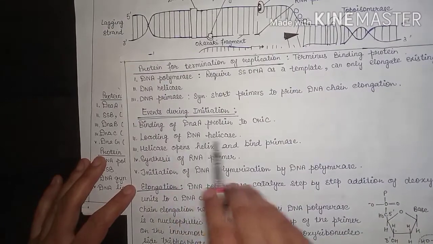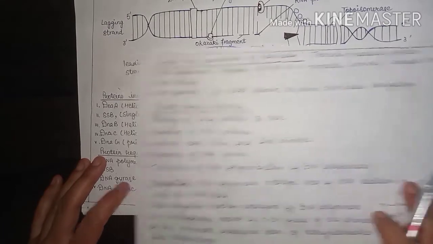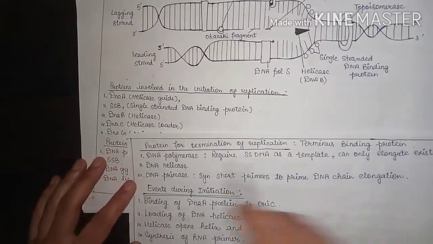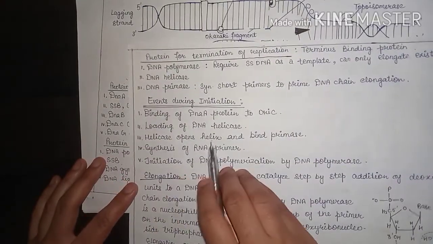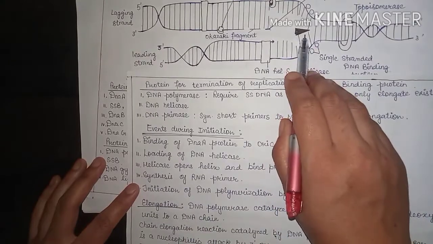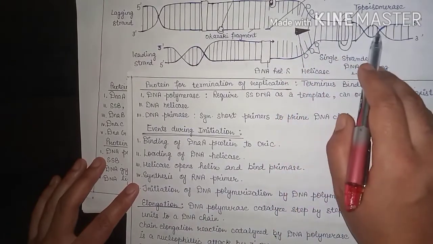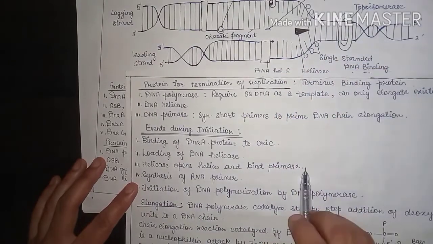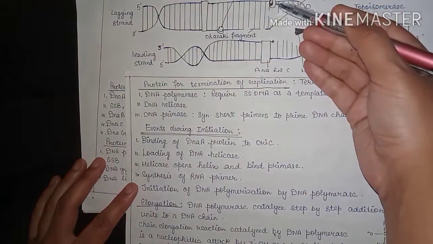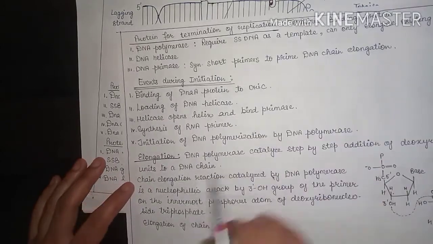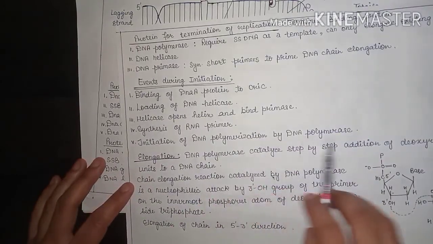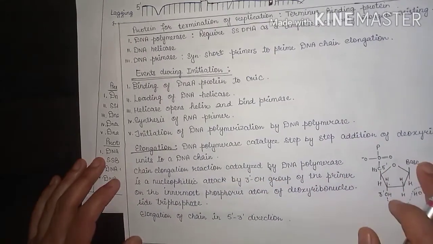Next is loading of DNA helicase. Loading of DNA helicase occurs by the DnaC enzyme. Helicase opens the helix after the action of topoisomerase and binds the primase protein. This primase protein helps in the synthesis of the RNA primer. Then comes the initiation of DNA polymerization by the DNA polymerase.